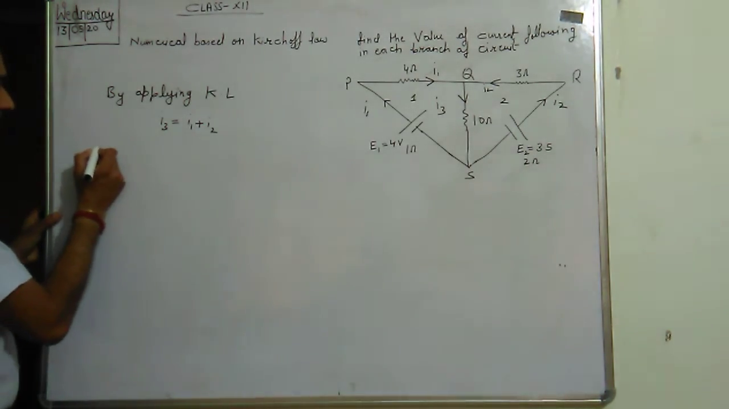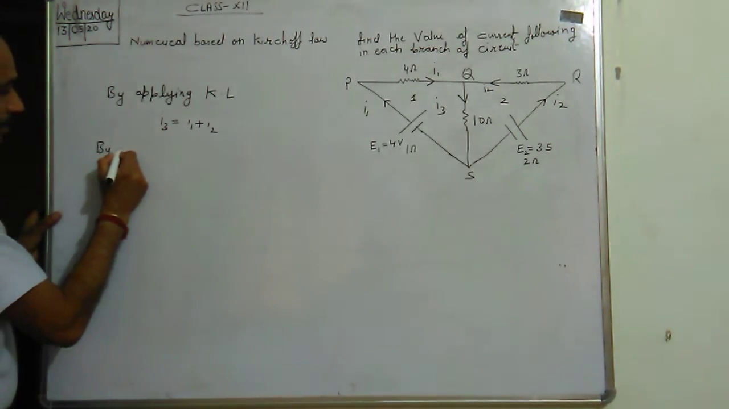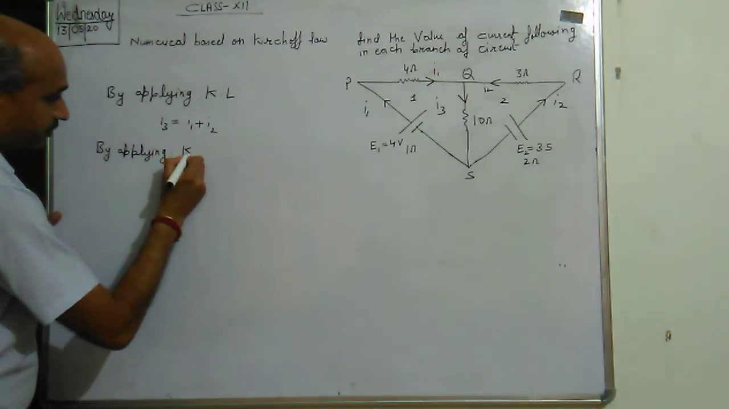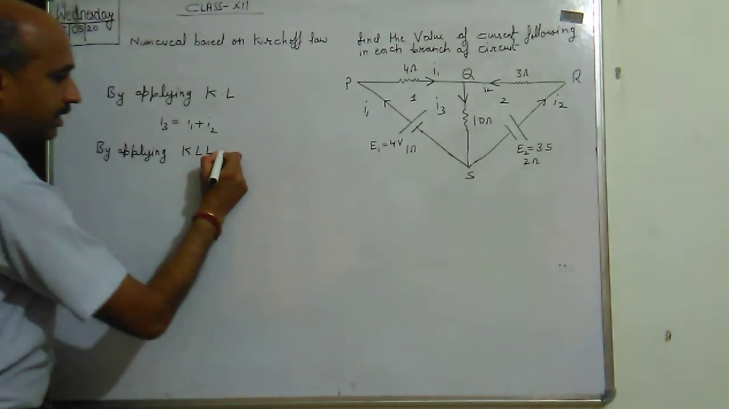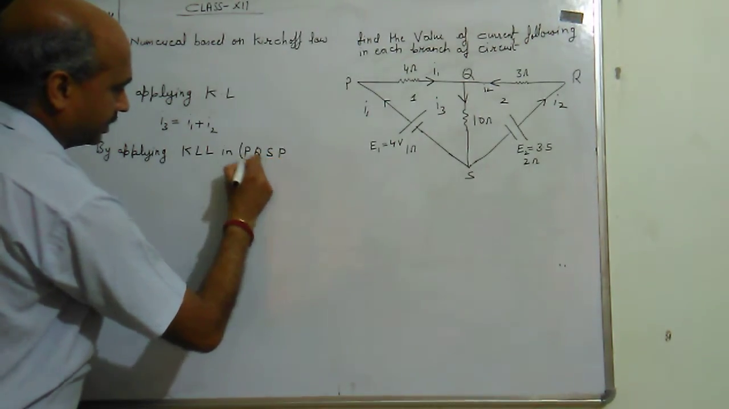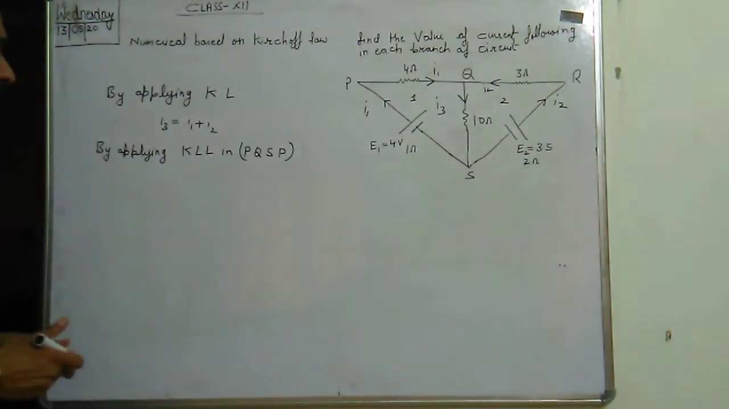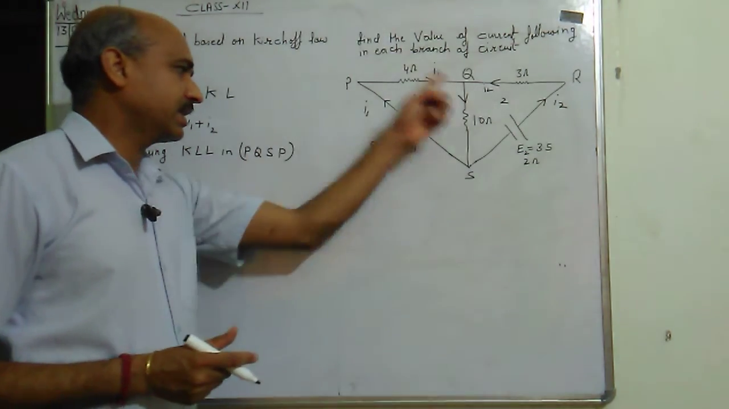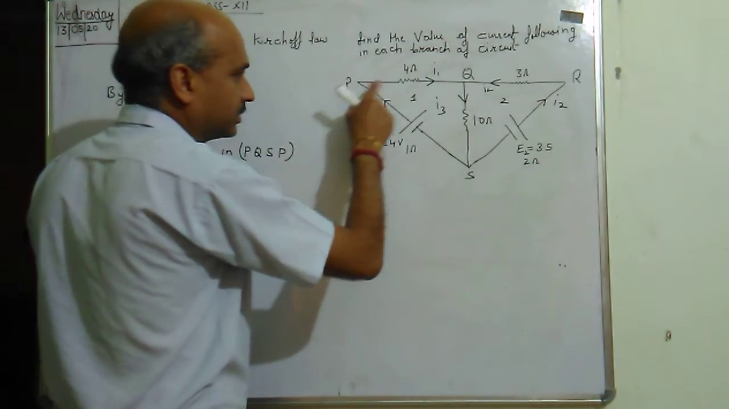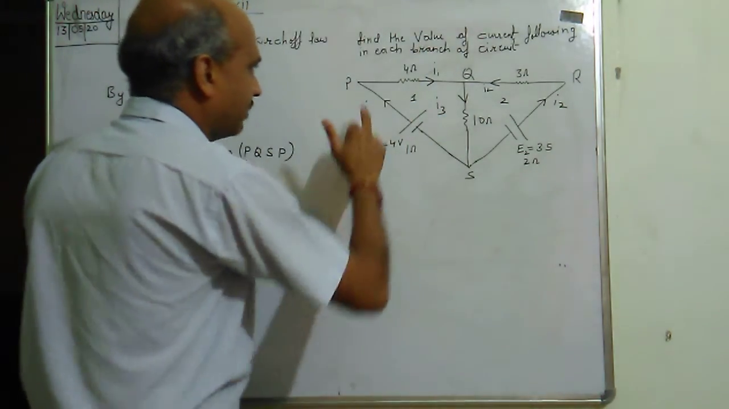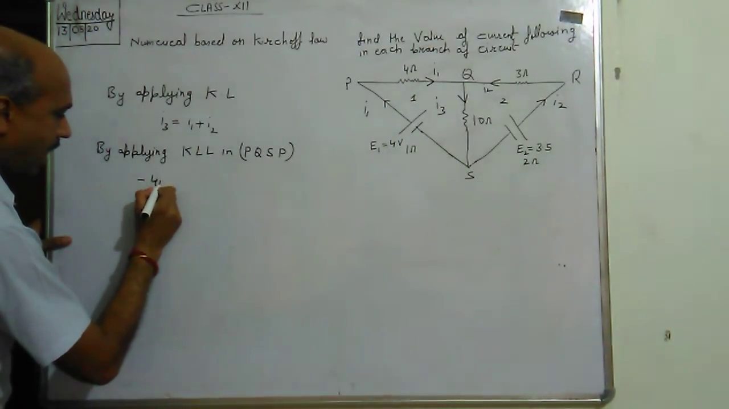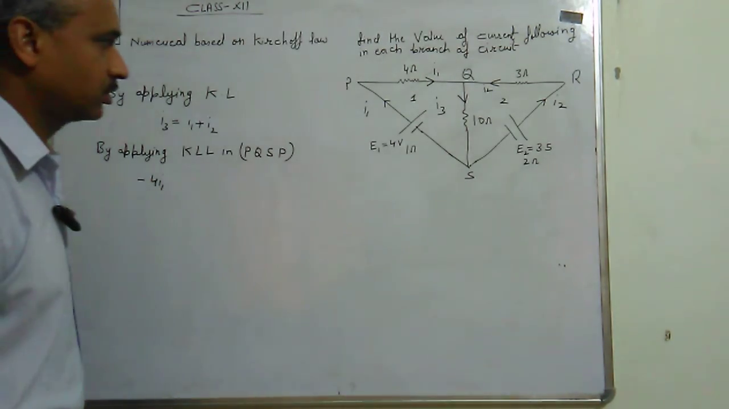Now take the first loop and write it here, applying Kirchhoff's loop law in the PQSP loop. इसमें Kirchhoff loop law लगा रहे हैं. So remember the direction of the current. We are moving from here. So this is 4 ohms. This is I1, and we are moving in the direction of current. So we get minus 4I1, because in the direction of current the resistance should be taken as negative.